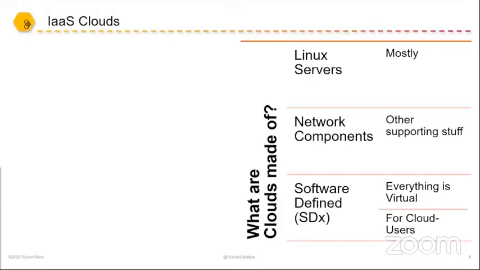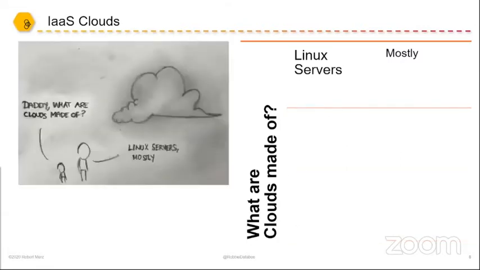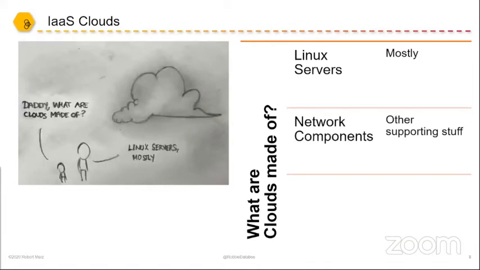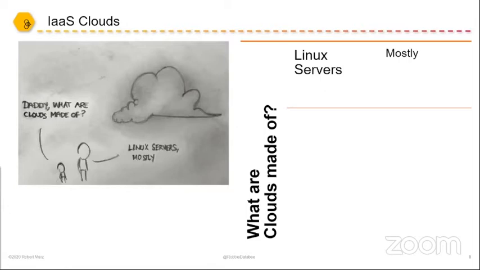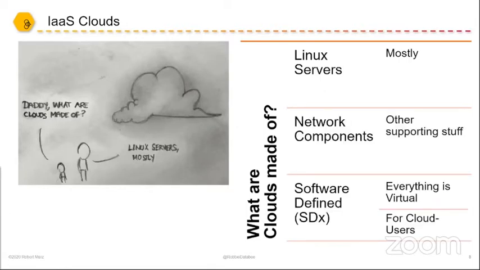Okay, so what are clouds made of nowadays? Well, Linux servers mostly. And besides these Linux servers, there is lots of other supporting stuff inside the cloud, and mainly network components. Luckily for us, most of the stuff is virtual, at least the stuff we can configure and are faced with as cloud users. And this is software-defined networking, software-defined whatever. So the SDX means it is virtual and we can configure it via software.